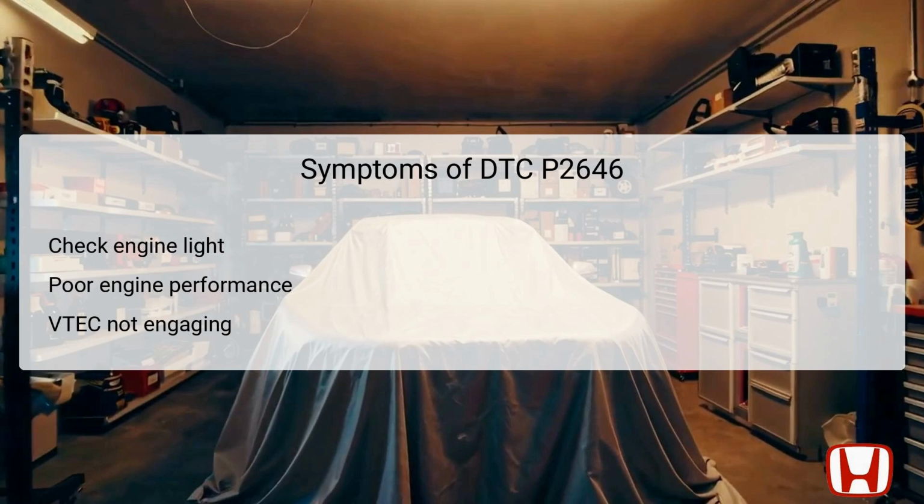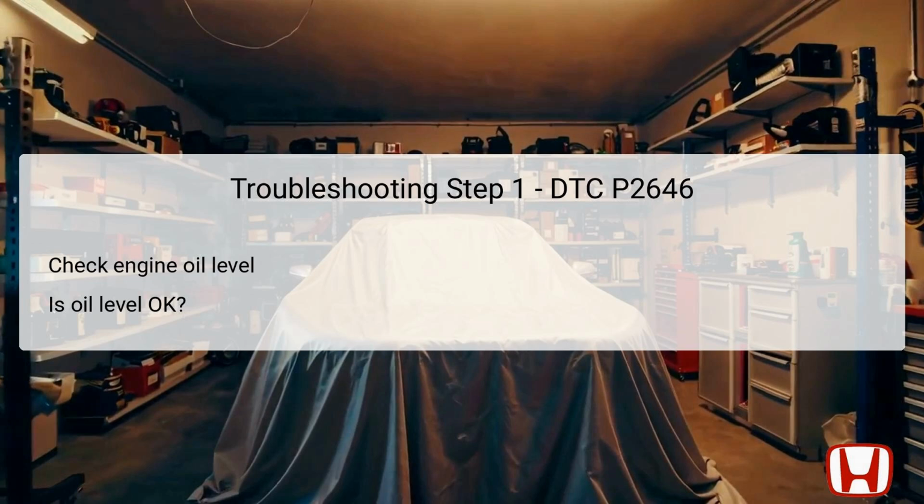In tandem, the VTEC system may fail to engage, which means the vehicle will not experience the expected lift and timing adjustments that boost performance in certain driving situations. Understandably, these symptoms can lead to increased emissions and decreased fuel efficiency, making it imperative to diagnose and resolve this code promptly. The first troubleshooting step for DTC P2646 involves checking the engine oil level.